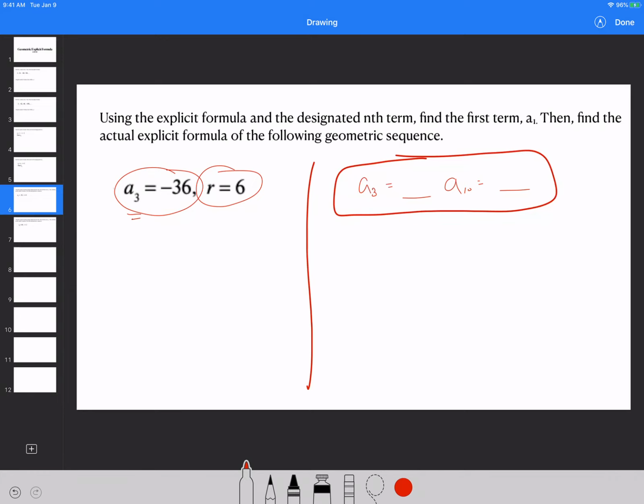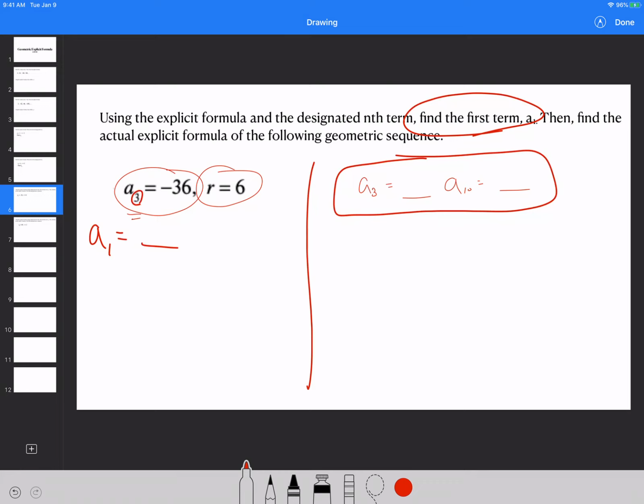Okay, so in this particular case, using the explicit formula and the designated nth term, find the first term a sub 1. Then find the actual explicit formula of the following geometric sequence. So first of all, for these types of questions, our first job is to always solve for a sub 1, because that's what it's asking you to solve for. Find the first term a sub 1. Well, how do we do that?